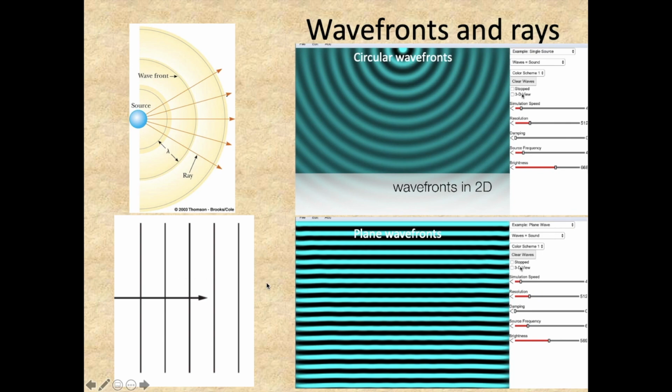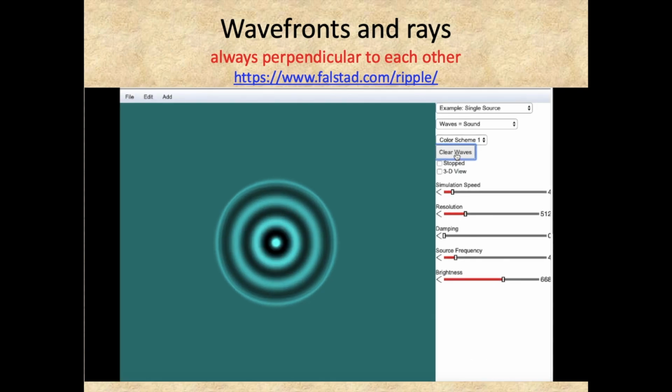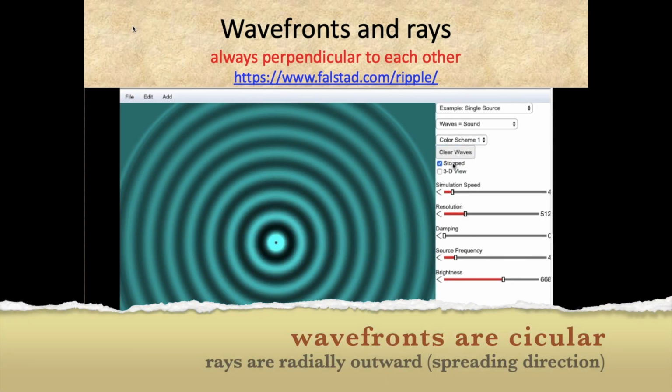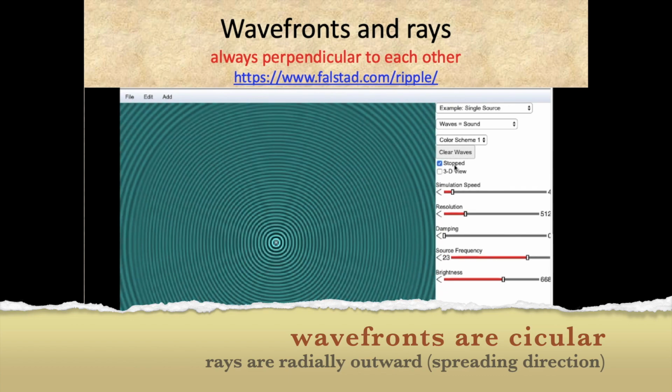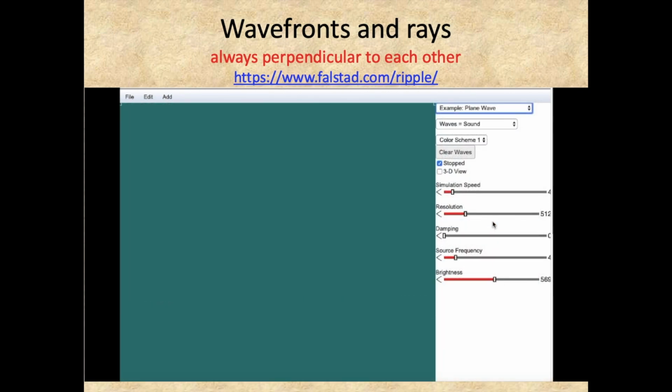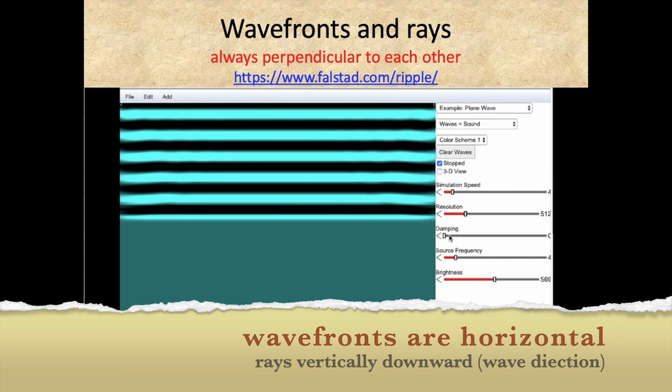What do you observe about the relationship between wavefronts and rays? The answer is they're always perpendicular to each other. Now I'm increasing the frequency. See what happened to the wavefronts? Well, when you increase the frequency, since the speed is constant, we should see a decrease in wavelength. And we do see the wavefronts getting closer to each other, which means the wavelength is smaller at higher frequency, which makes sense.